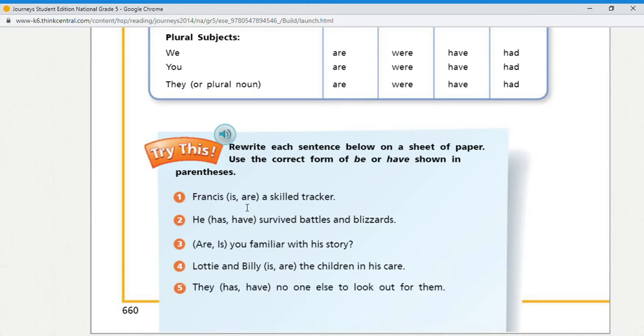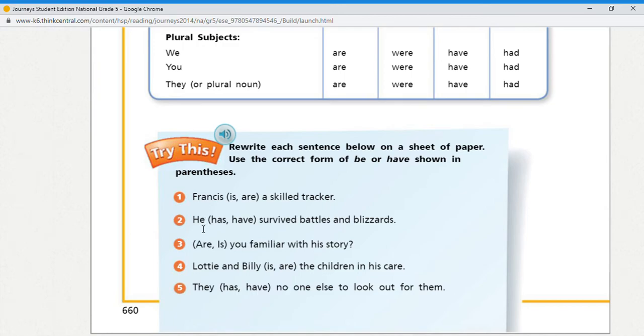So here, guys, to choose one of them, we need to look at the subject first. If it's plural or singular. So Francis here is singular subject. So is for the singular subject. So I'm going to choose is because are is for the plural subjects. So Francis is a skilled tracker.